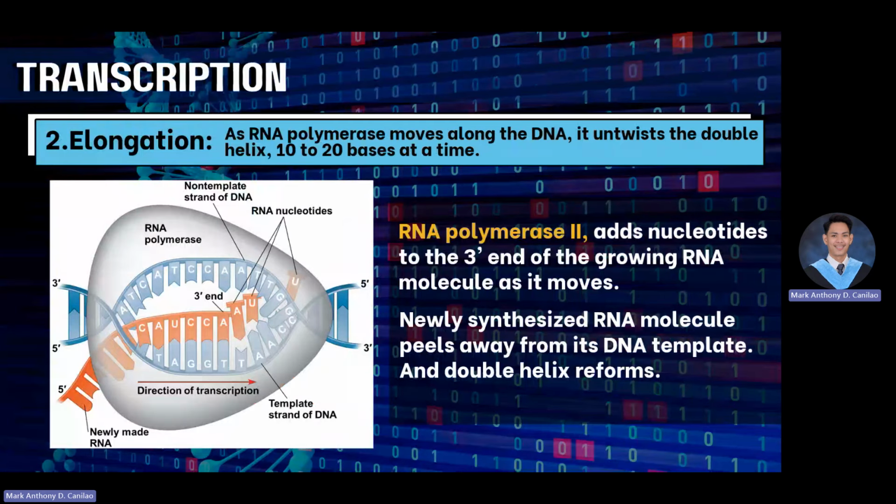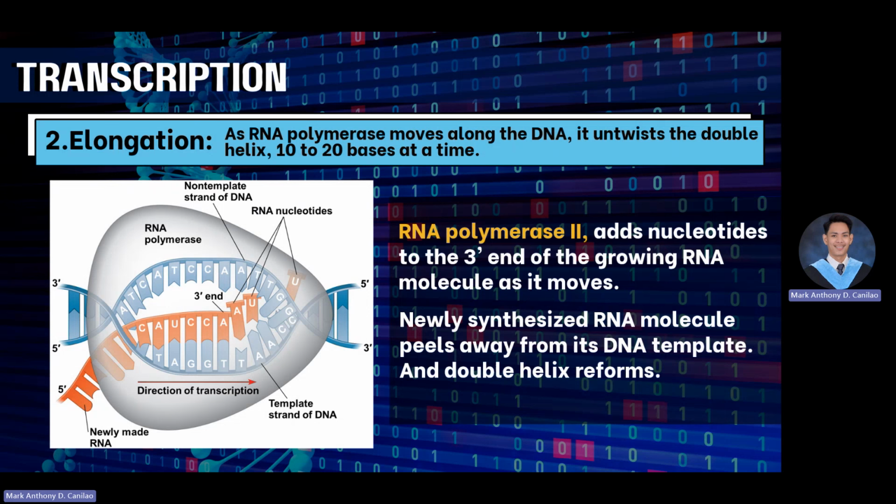On the next phase, we have elongation. In the elongation, as RNA polymerase moves along the DNA, it untwists the double helix and adds 10 to 20 bases at a time. So RNA polymerase does two things. Number one, when it binds to the promoter site, it unzips or untwists the double helix. That is the primary function. Second is to add nucleotide bases in synthesizing RNA.